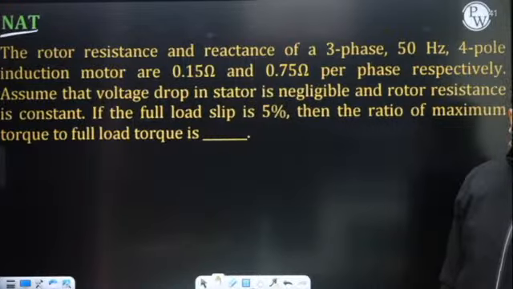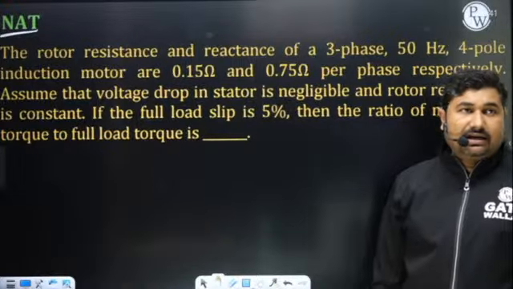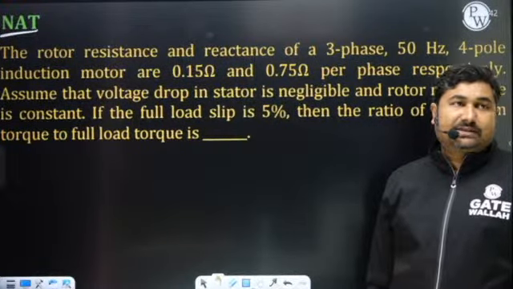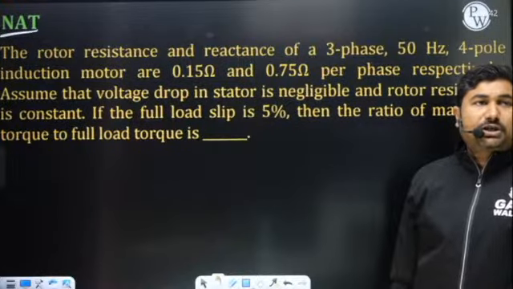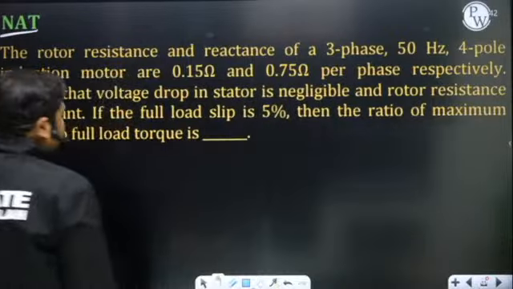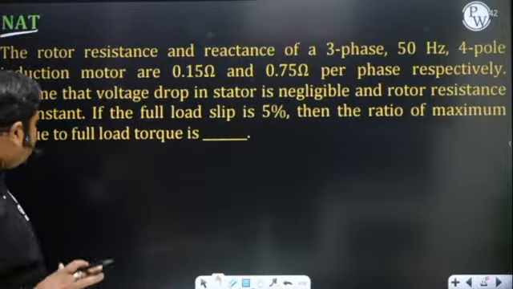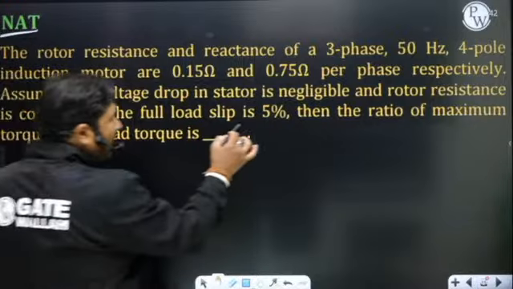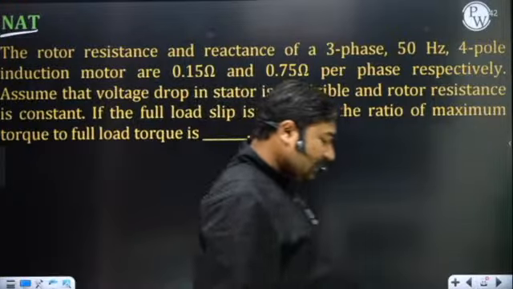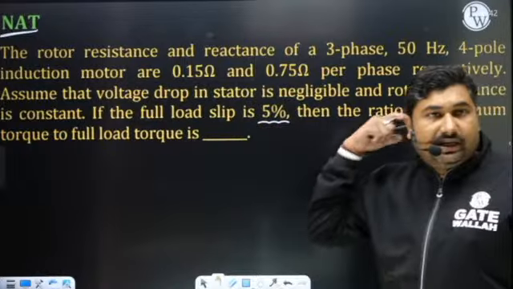The rotor resistance and reactance of a 3-phase 50 Hz 4-pole induction motor are 0.15 ohm and 0.75 ohm per phase respectively. Assume that the voltage drop in stator is negligible and rotor resistance is constant. If the full load slip is 5%, then the ratio of maximum torque to full load torque is. You need to find the maximum torque to full load torque ratio. Can we do? Yes, of course.